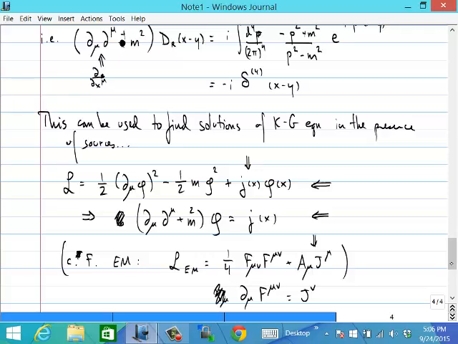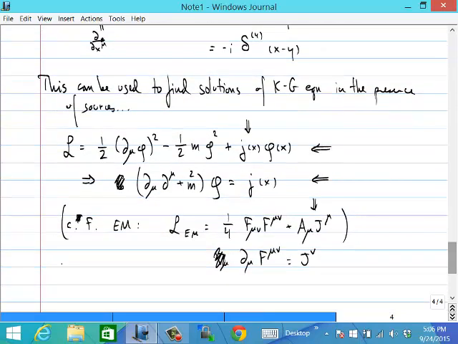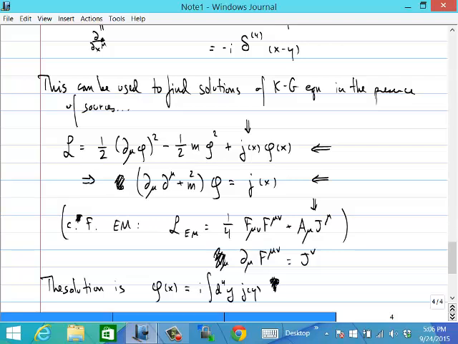So given our expression for the retarded Green's function, we could then go ahead and solve this equation. So the solution to the Klein-Gordon equation in the presence of sources just says that phi is equal to i times the integral d4y j of y times this retarded Green's function of x minus y. Okay. And you can check that indeed this is a solution to the equation of motion that I've written here.